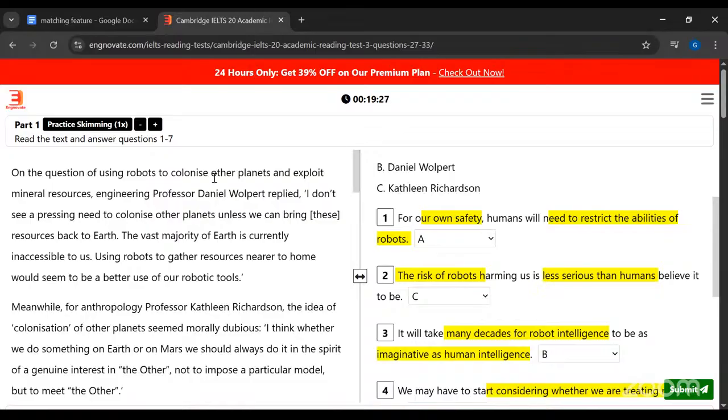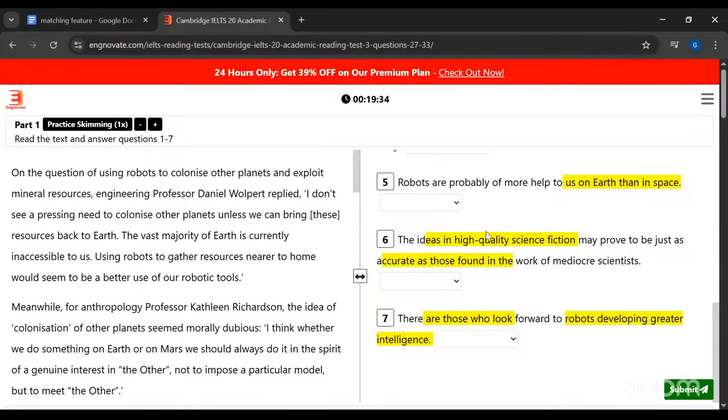Paragraph number one goes with statement number six. Sorry, not number six, five. Robots are probably of more help to us on Earth than in space. Daniel Walpert. The vast majority of Earth is currently inaccessible to us. Using robots to gather resources near to home would seem to be a better use of our robotic tools.